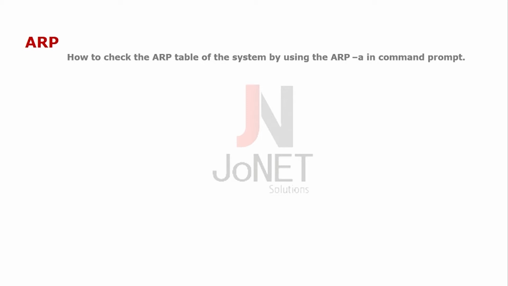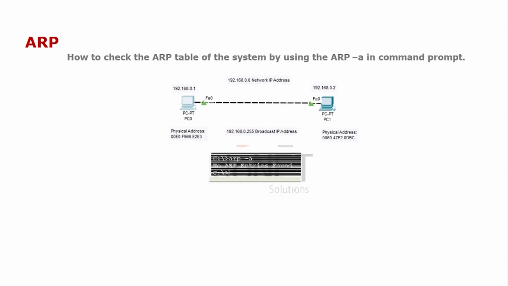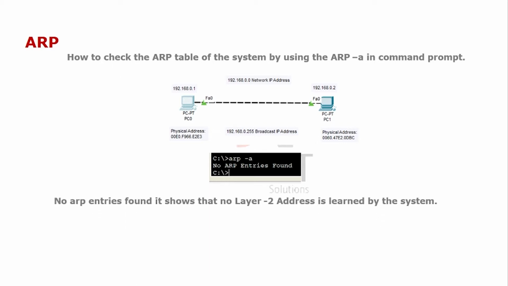Now, how do we check the ARP table of the system? Use arp -a in the command prompt. At the initial stage, if the system has not communicated with any other system, we will find that no ARP entry was found. That ensures no ARP entry is present, which shows that no layer 2 address has been learned by the system, and no layer 2 communication has happened on the system.